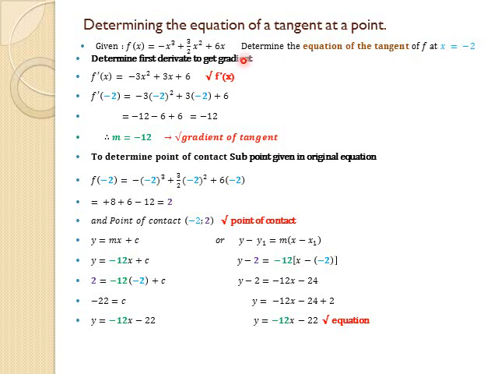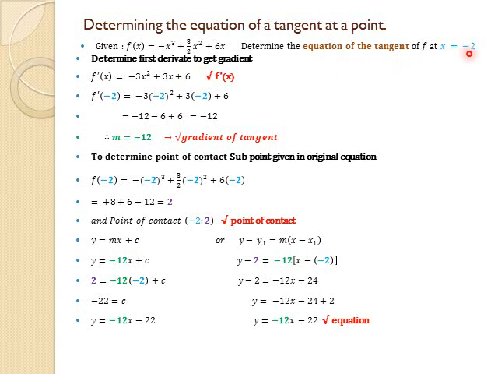Right? So, first we're going to get the first derivative, so that we can get the gradient of the tangent. First derivative there: 3 times negative 1 gives me negative 3. 3 minus 1 gives me 2. 2 times 3 gives me 6. 6 divided by 2 would give me 3. 2 minus 1 gives me 1. 1 times 6 simply stays 6.